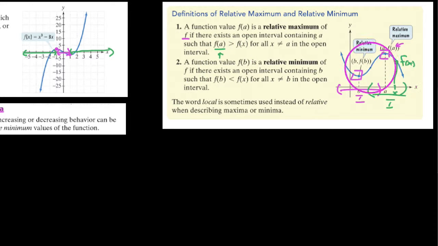And likewise, we have a relative minimum f of b if for all x values on this interval I, their y values, f of x, are greater than f of b, then f of b would be a minimum value, okay? So sometimes you'll see the word local instead of relative.